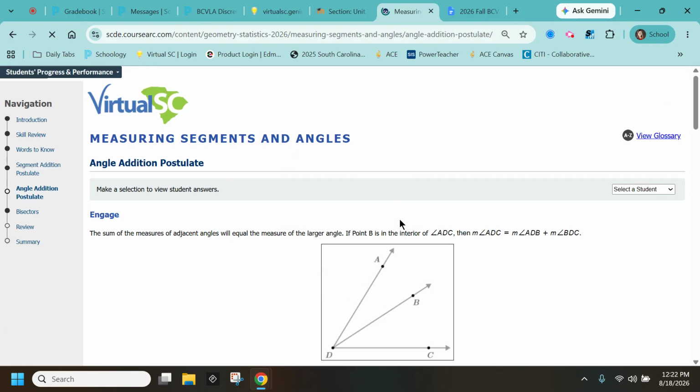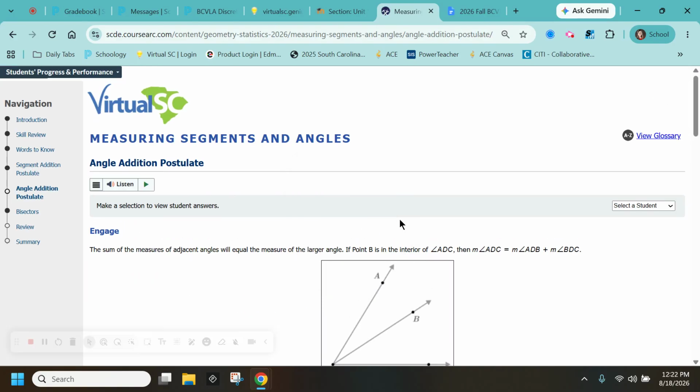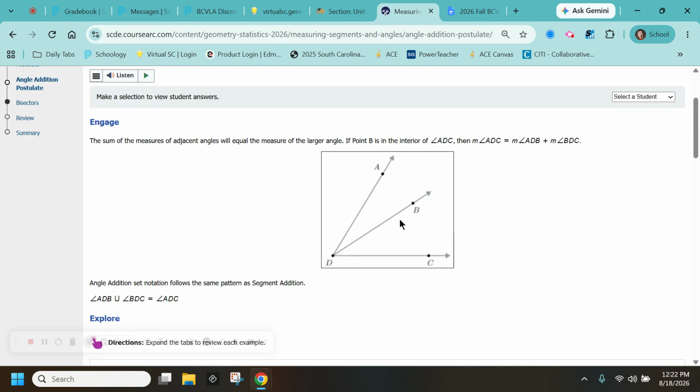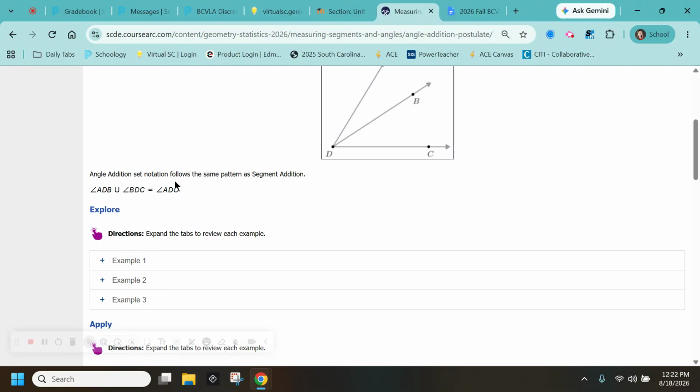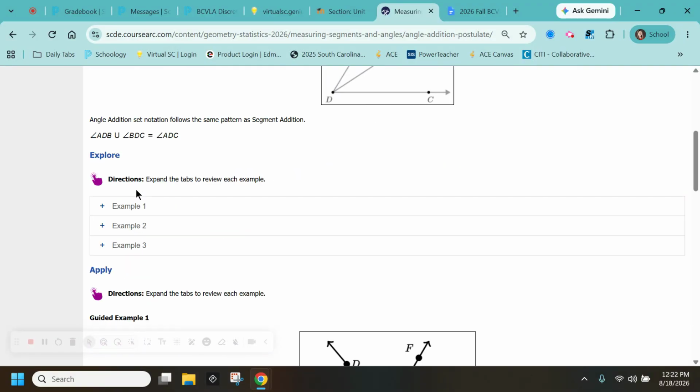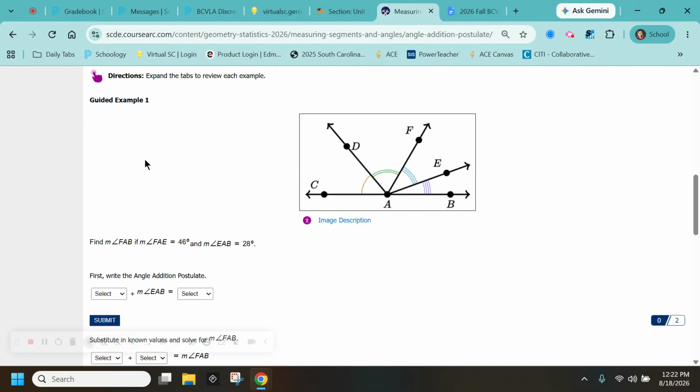Similar concept with the angle addition postulate. Again, putting the two pieces together gives us the whole angle. So angle addition set notation follows the same pattern. Again, there are some examples for you to look at. In this one, the measure of angle FAB, so this piece right here, that's the blue and the purple. Find that measure if the blue FAE is 46 degrees and the purple EAB is 28.